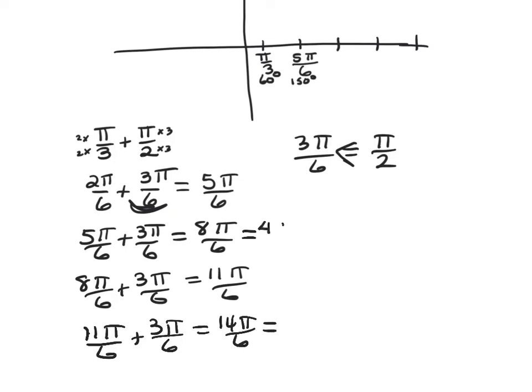So this becomes 4 pi over 3. This one's okay. This one becomes 7 pi over 3. So this is 7 pi over, no, it's 4 pi over 3, sorry. This one's 4 pi over 3. This one's the 11 pi over 6. And then 7 pi over 3. These are all 90 apart.